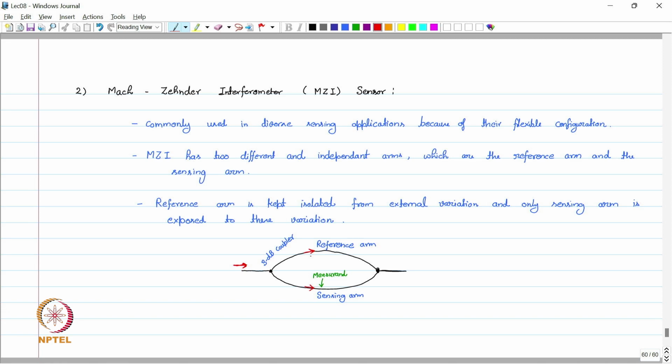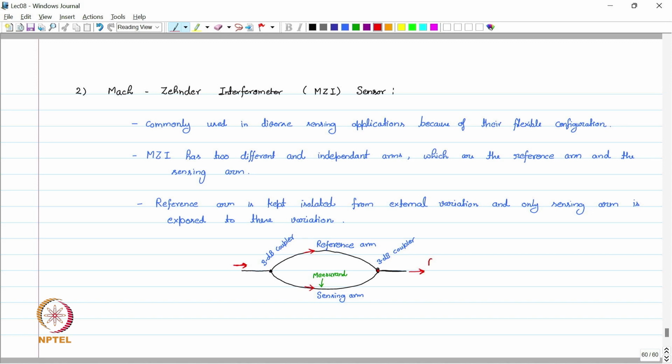So these waves, one will be impacted by the measurand and the other will be isolated. When they reach the far end, we again use a 3 dB coupler, and this 3 dB coupler is kind of reciprocal. It can split as well, and it can again combine also. So this 3 dB coupler combines both the waves back, and at the output we get a single wave.